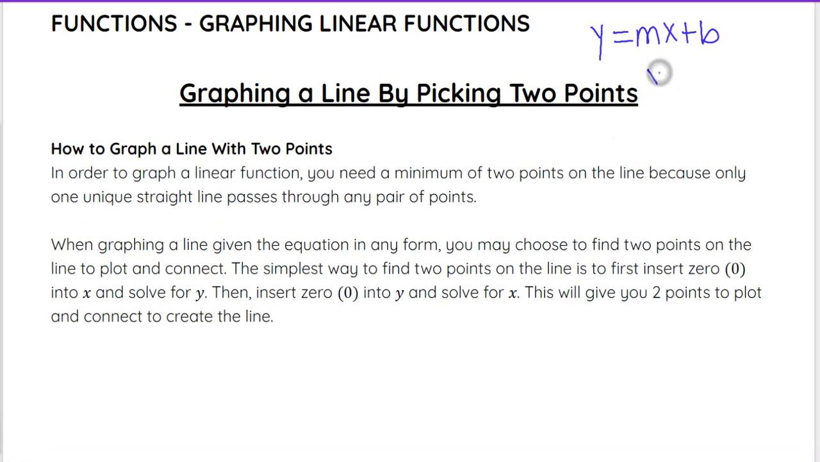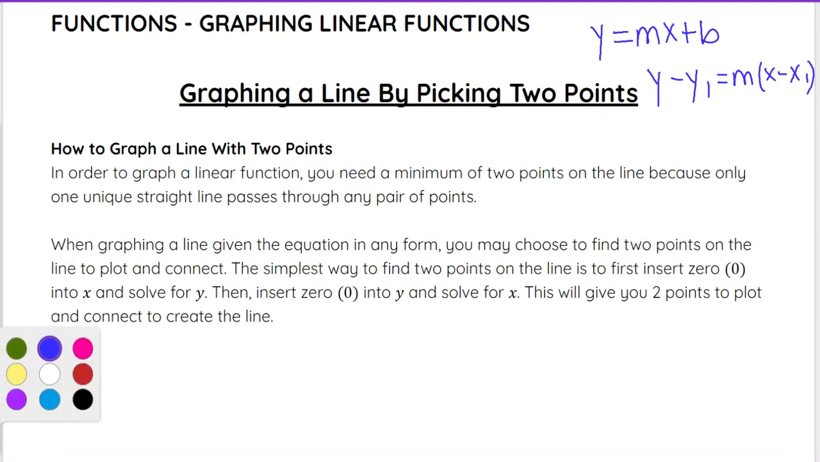And then we also talked about graphing in point slope form, y minus y1 equals m times x minus x1. So that was our second method we looked at. Again, if the equation is in that format or close to it where you can get it into that format. Then now we are going to look at graphing a line by picking 2 points.